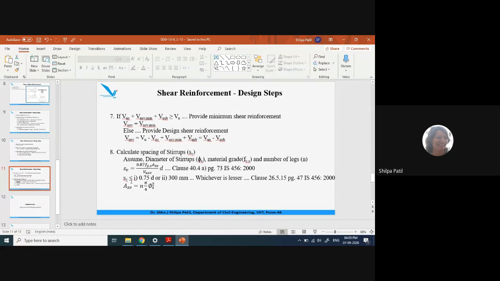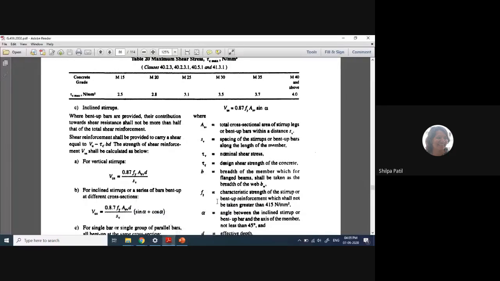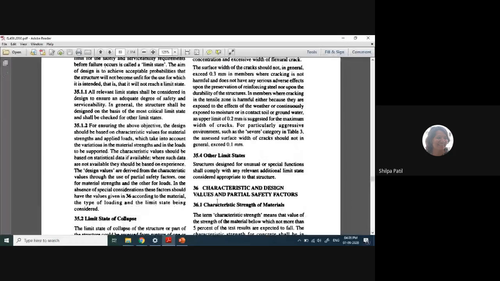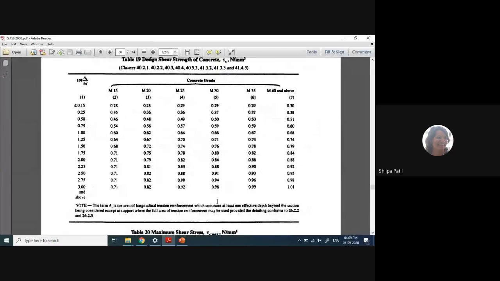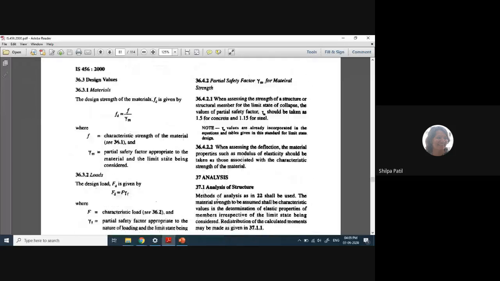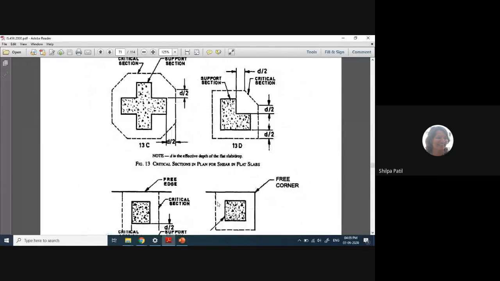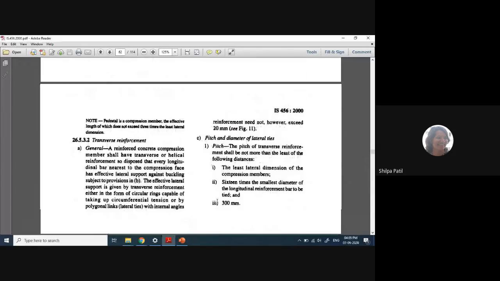It is given here that the spacing between vertical stirrups should be less than 0.75 d or 300 mm, whichever is less, where d is the effective depth of the beam. Where is this given? It is given on page number 47, clause 26.5.1.5. So I will move to page 47 now. Let me check the page number. Page number 47.